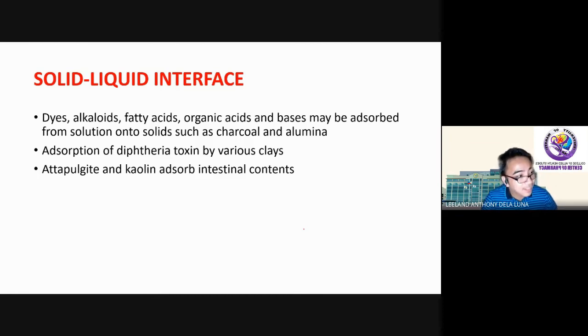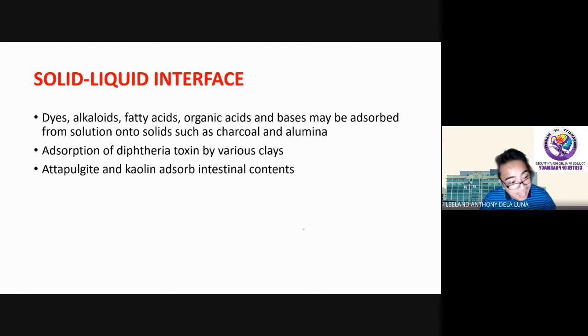Attapulgite. Familiar? Marami yun na ba? Attapulgite? Wala na kasi yun sa market nowadays eh. Anyway, so yun class, gawa sa charcoal yun. Pero nowadays, we don't use that anymore kasi natatakot yung mga pasyente. Halimbawa, pag nag-poop sila, anong color ng poop nila? Okay, very good. Black.